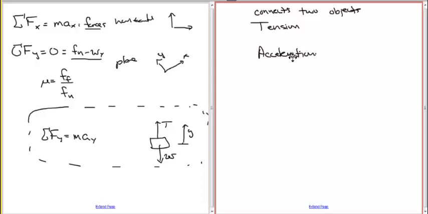Then you solve your equation for acceleration, plug in the numbers, solve for acceleration, and then once you know that, you can go back and plug it into the equation that you solved for tension. And I'm going to ask you for both of those. So make sure you feel comfortable in not only calculating acceleration, but going back and calculating the tension in the cable.